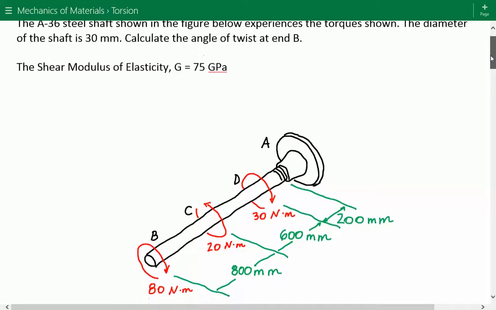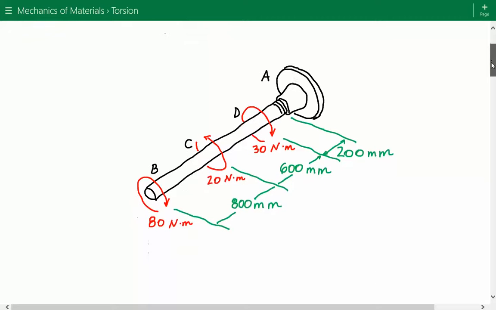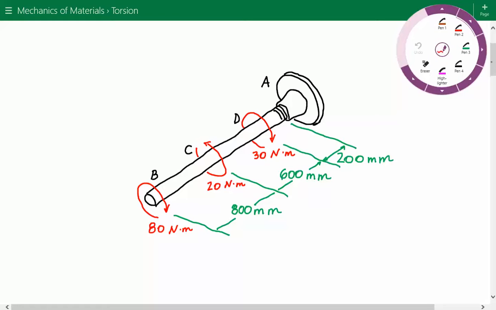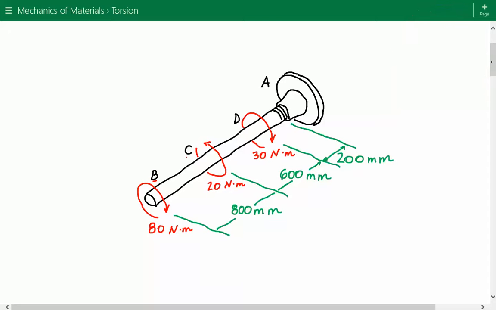So here's our A36 steel shaft. It has concentrated torques acting at points B, C, and D. And we need to find the angle of twist at point B. So the first thing we're going to do is find the internal torques.